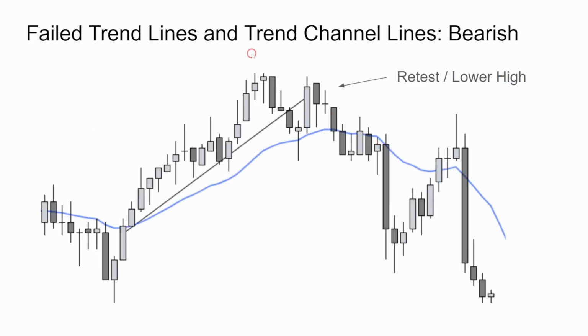Failed trend lines and trend channel lines, bearish. So here we have the bull leg and then a double top. This double top shows the retest, and it's also a lower high. After the double top is here, bulls will get trapped. They buy more, they come out. Bulls hit out here, bears get short at the previous swing high, and that creates enough pressure for a few legs lower.